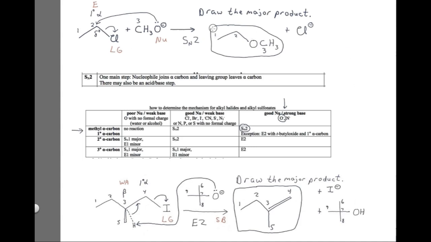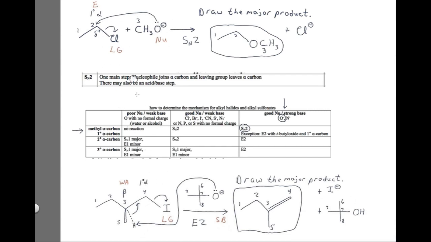Let's compare this problem that we just completed with this previous problem from this video. Do you remember this problem? Do you see how these problems are similar? They're similar because they both have an O minus, and they're similar because they both have a primary alpha carbon. These both have O minus with a primary alpha carbon.